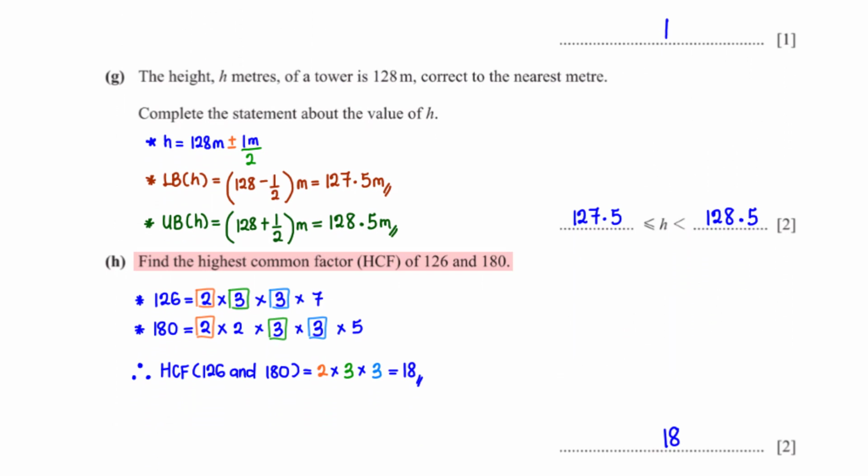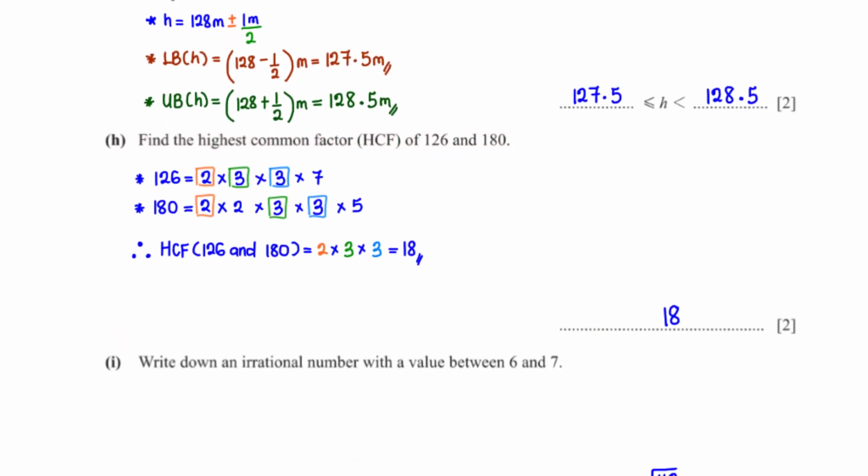Find the highest common factor of 126 and 180. First, we write 126 and 180 as a product of their prime factors. The common prime factors in these lists are 2, 3, and 3. So the highest common factor of the numbers is equal to 2 times 3 times 3, which is equal to 18.